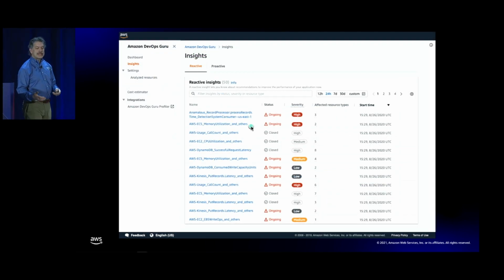Once DevOps Guru begins detecting things in your account or your CloudFormation stack or your set of tagged resources, you'll find everything related to those applications listed in the Insights page. The individual insights have names that indicate one or more of the anomalous metrics that DevOps Guru detected. If you click into an insight, it will show you the insight detail page.